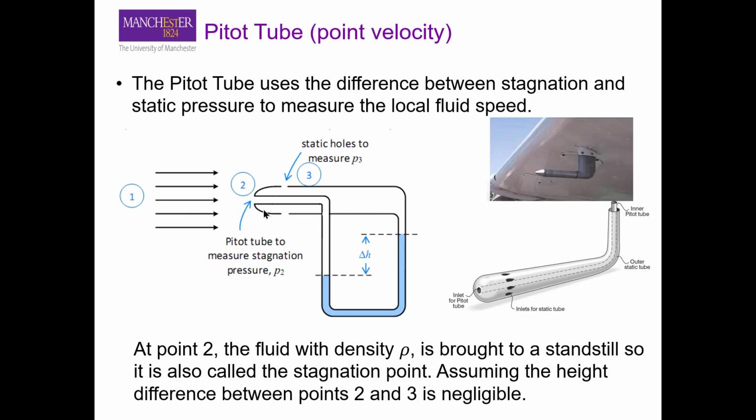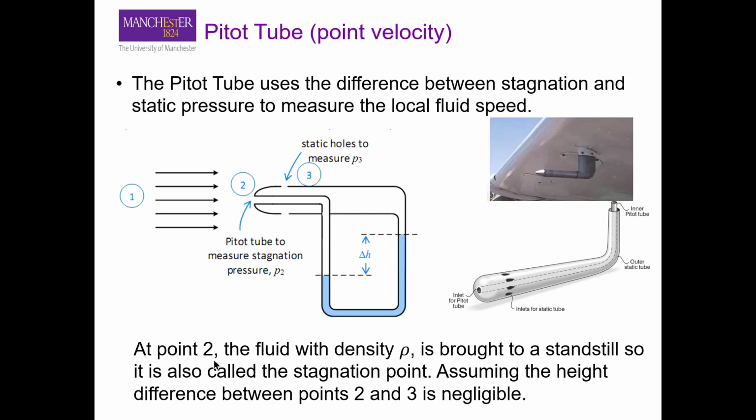Okay, if you take the difference of these two pressures, the stagnation pressure and the static pressure due to the surroundings, the change in height reflects the change in pressure, and then by using Bernoulli's equation we can convert this change in height or change in pressure to velocity. Okay, so let's have a look at how we can do that.